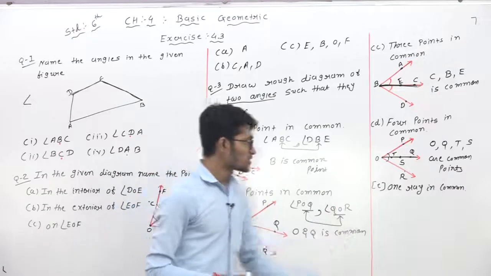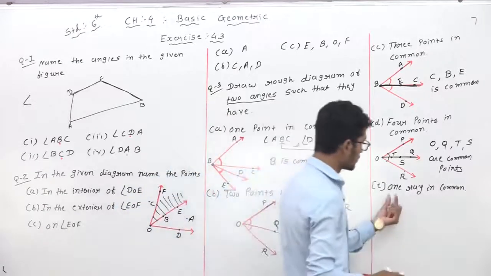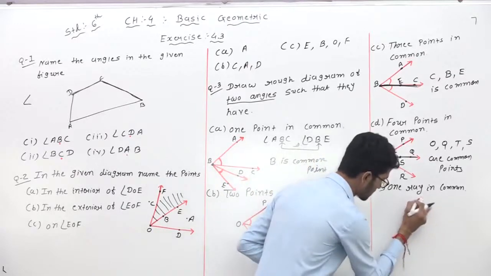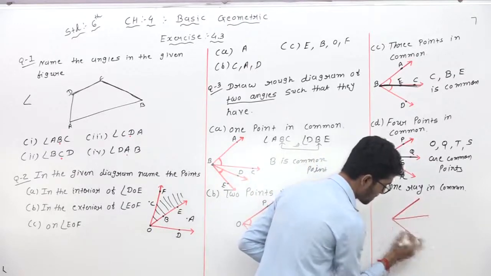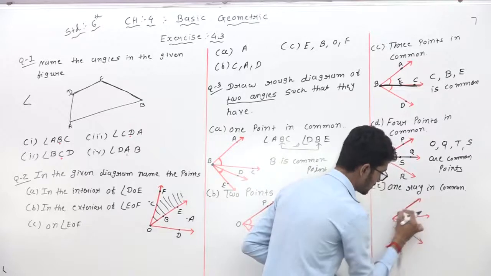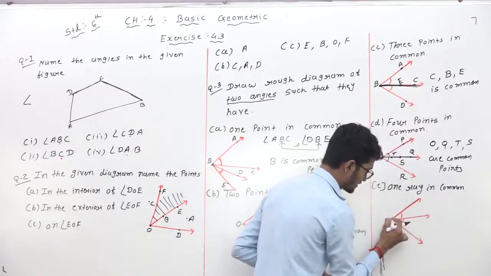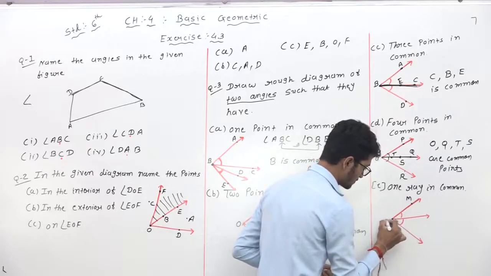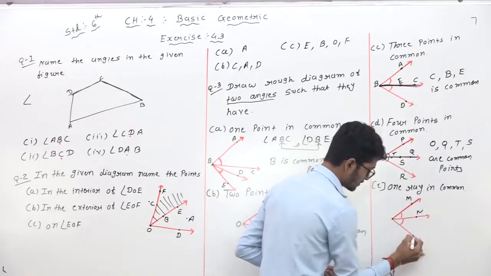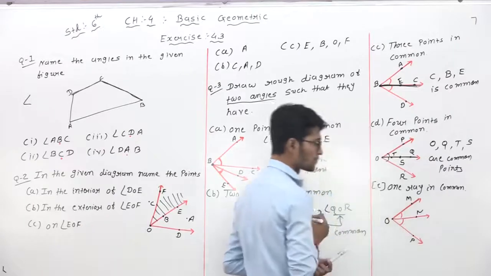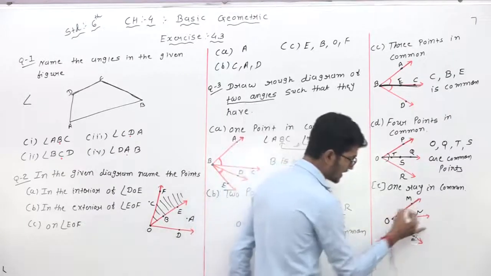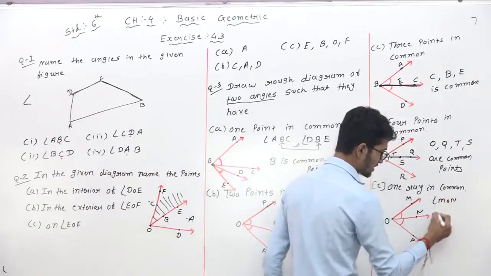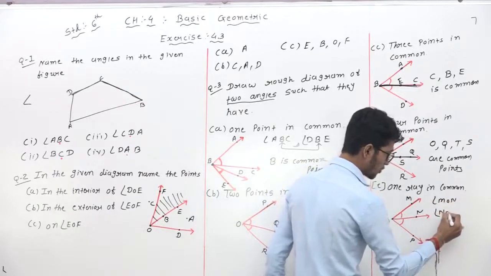Okay, the last question, on ray, one ray in common. It means you have to make only one ray common. Here is my first angle, this one is my second angle. Okay, M, N and P, here is O. So dear students, here is M, O, N. This one is my first angle and the second angle is N, O, P.